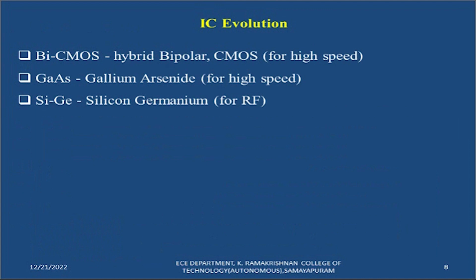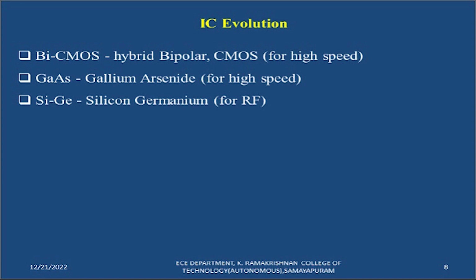And next is BiCMOS technology. Compared to BiCMOS, the speed of CMOS technology is somewhat less. In bipolar technology, we already know what the main advantage is. If you take bipolar technology, the speed of processing is more, but the power consumed in the transistor is very high.